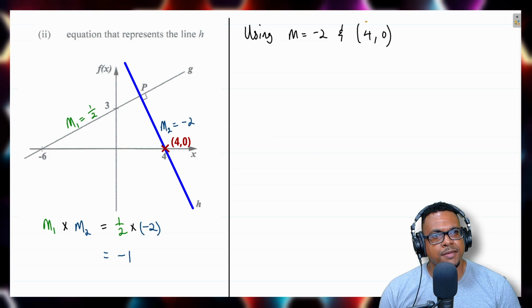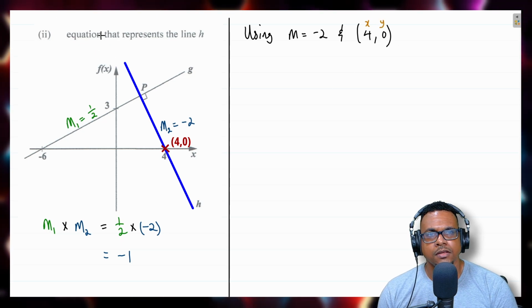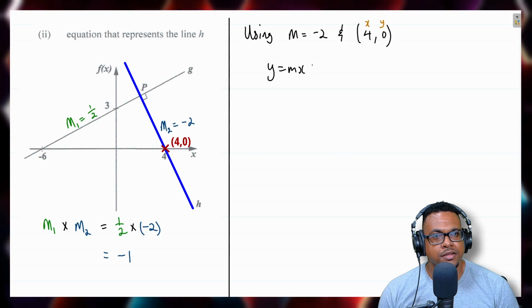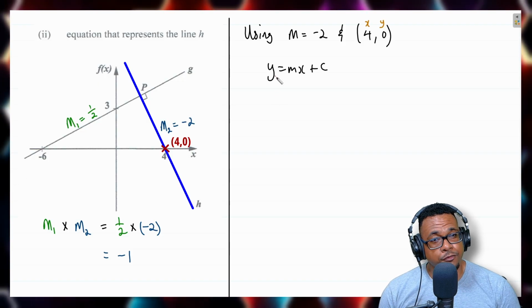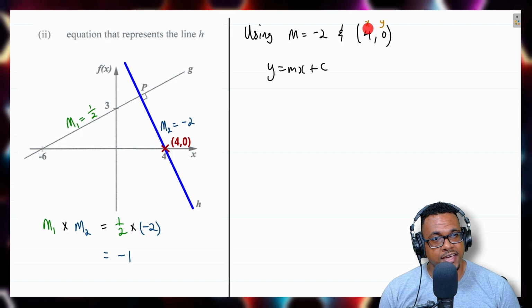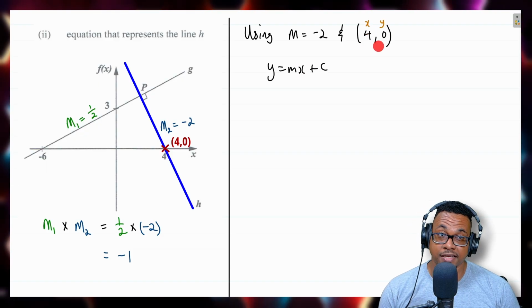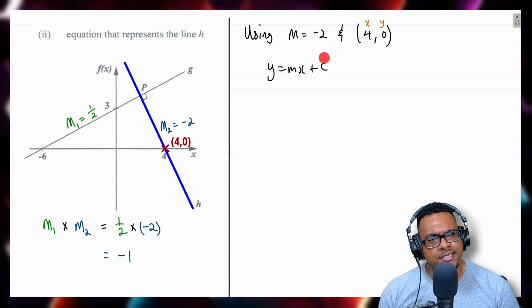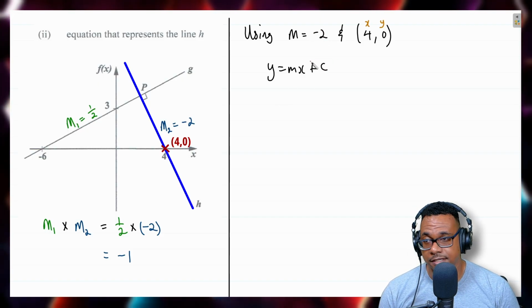So now this is my x part of the coordinate, and this is my y part of the coordinate. The equation of a straight line is in the form y is equal to mx plus c. And therefore, I can replace this y with the y part of the coordinate, the x with the x part of the coordinate that the line passes through, and then the m is the gradient, replacing that with the negative 2. So the only unknown will be c, which means we can solve for c.